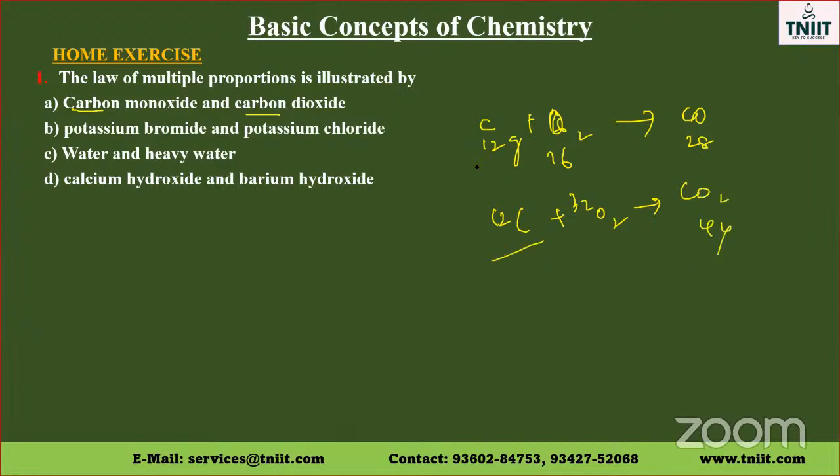So one is fixed here. Mass of carbon is fixed. Mass of oxygen is varying. Therefore, this is called the law of multiple proportion. So example A will illustrate law of multiple proportion. The next question.